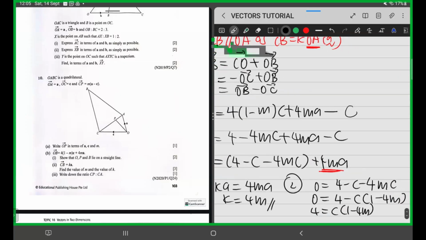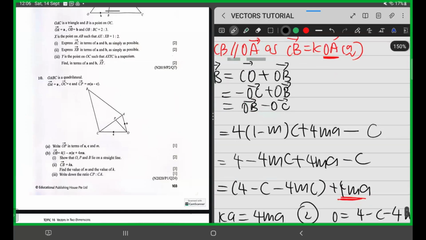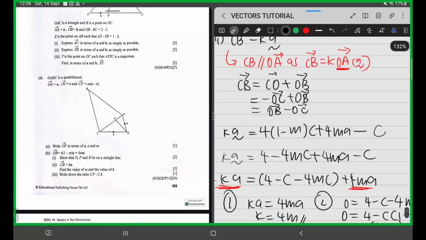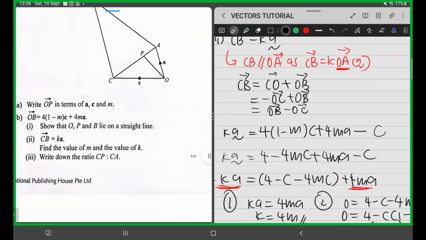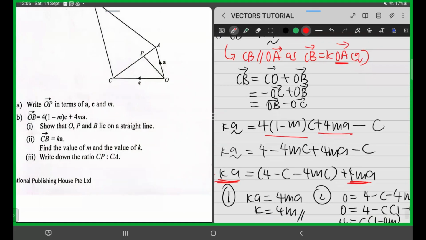Correct? Okay, wait, give me a second. Let me see this equation over here. K is 4M, 4MA, okay, this is 4MA, and then 4 bracket 1 minus MC. So here we get 4 minus C. Okay. Got it.